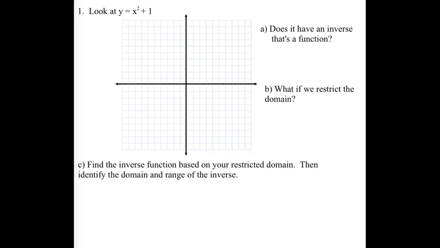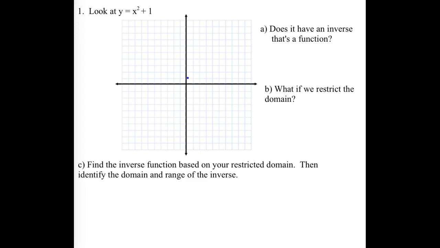All right. The last little piece that we're going to look at is what can we do if the original function doesn't pass a horizontal line test. Okay? So we're going to start out with y equals x squared plus 1. Can you picture its graph? What does the graph look like? X squared plus 1. Parabola moved up 1.